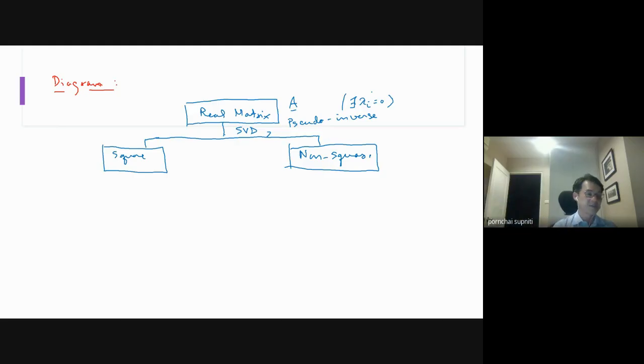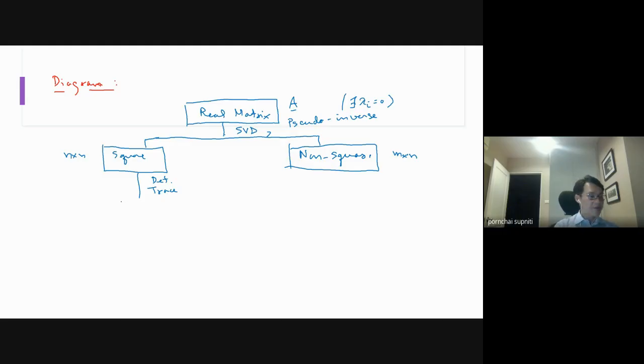So for a square matrix, let's say it's n by n, you can do many things as well. You can find the determinant and the trace. For a non-square matrix, let's say m by n, you cannot do much further.